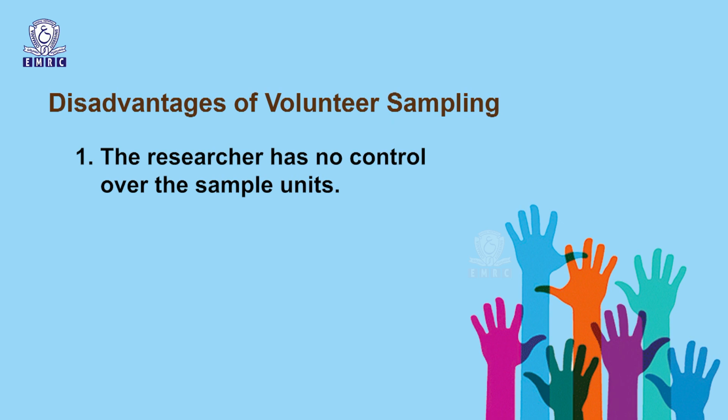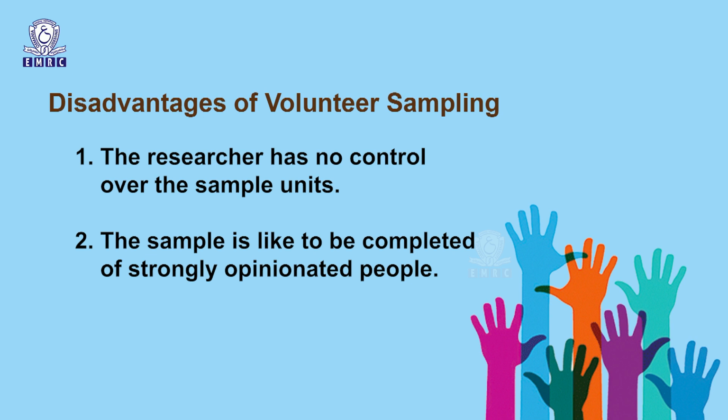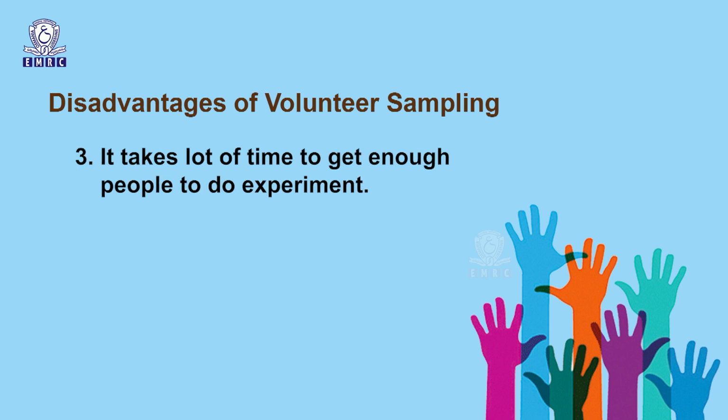Now let us discuss about the disadvantages of volunteer sampling. The first one is the researcher has no control over the sample units. The sample is likely to be comprised of strongly opinionated people. Third, it takes a lot of time to get enough people to do experiments. Fourth, it can be unrepresentative.